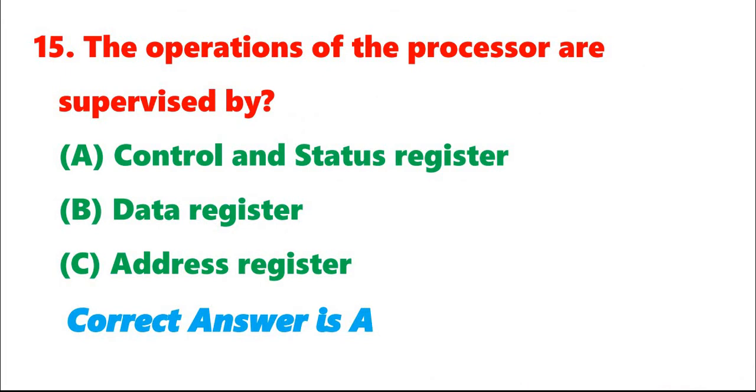15. The operations of the processor are supervised by: A. Control and status register. B. Data register. C. Address register. Correct answer is A.